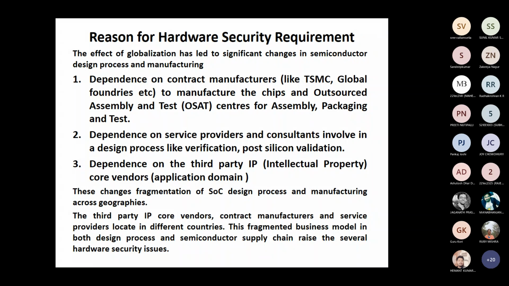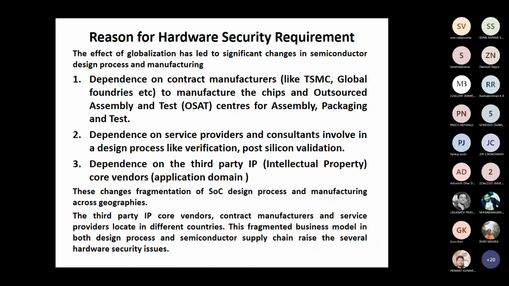So whenever we are going for this design, we are dependent across geographies, and these third-party IP core vendors, manufacturers, and service providers could be placed in different countries. This fragmented business model, in both the design process as well as the semiconductor supply chain, raises several hardware security issues.